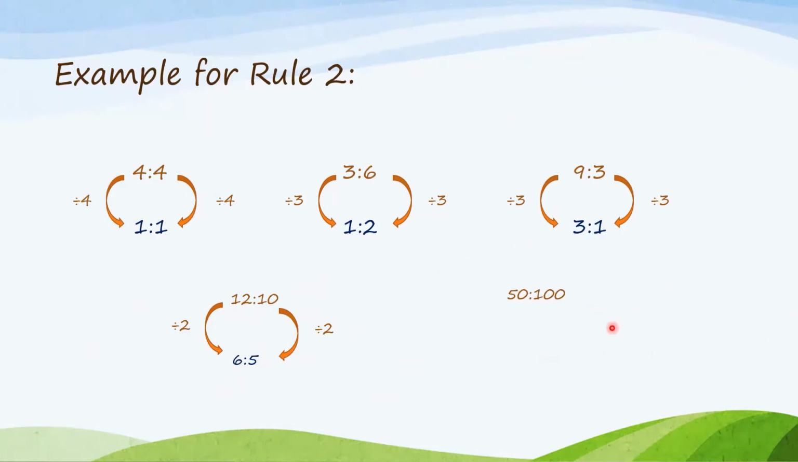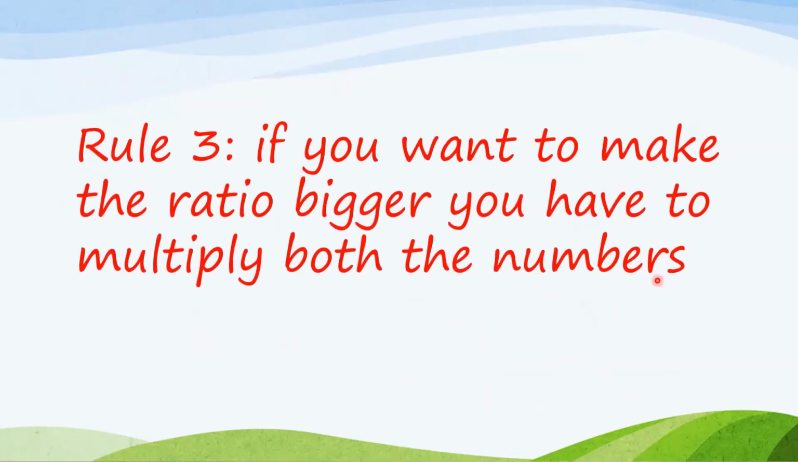50 is to 100. Oh my god, this seems so big. This is so hard. You may think that. But first, we have to break it up slowly. 50 is to 100. You can break it up simply by dividing by 10, which will give 5:10. Since it's an easier number, we can work it out more easily and divide by 5, giving 1:2.